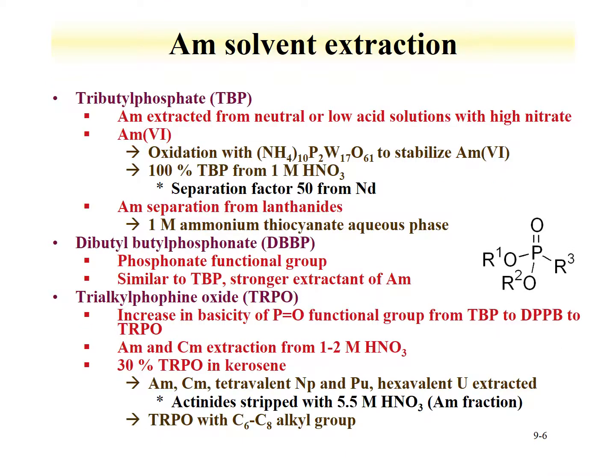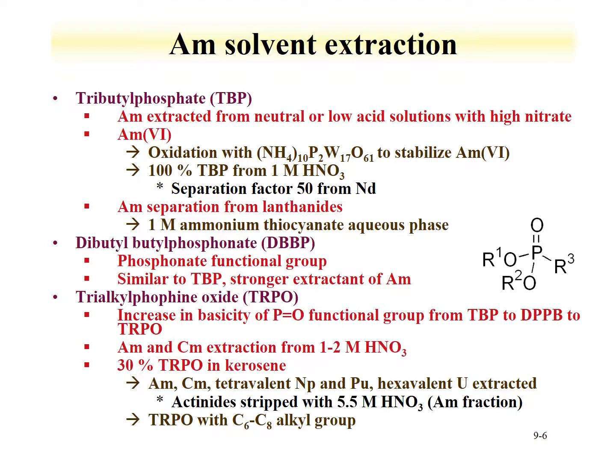The trivalent metal ions, americium and curium, can also be separated, and we'll describe both those metal ions. Tributyl phosphate separations based on solvent extraction of americium can be achieved. Americium can be extracted from neutral, low acid solutions with high nitrate. Also, oxidation of americium to the 6th state will achieve a separation, as we discussed. Nominally trivalent metal ions, as we discussed previously, do not show high solvent extraction.